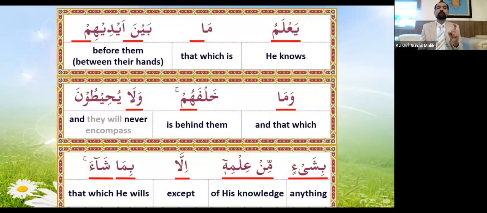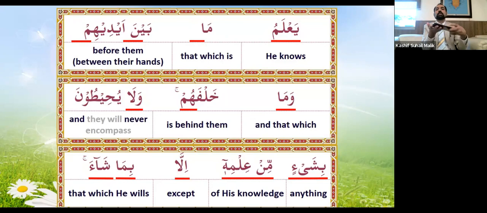So on the next slide, now look at this, baina aydihim. So we translated whatever is before them and whatever is behind them. So Allah knows whatever is before somebody or behind him. What it actually means, the Arabic words baina aydihim, is whatever is in their hands.